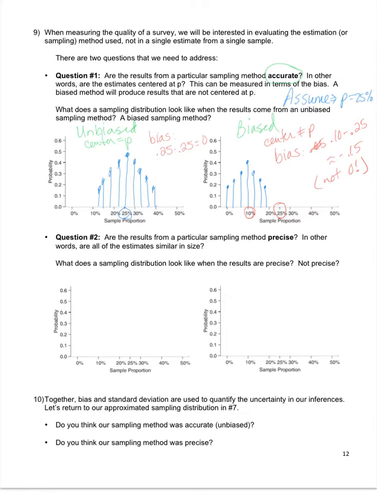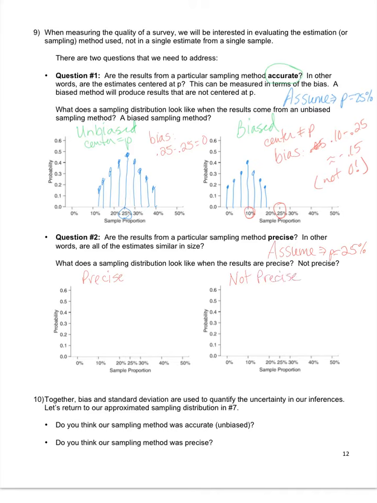Okay, question number 2. Are the results from a particular sampling method precise? In other words, are all of the estimates similar in size? So what does a sampling distribution look like when the results are precise and not precise? So let's once again assume that P is 25%, just to make things easier. And let's look at precise on the left, what it would look like, and not precise we'll look at on the right.